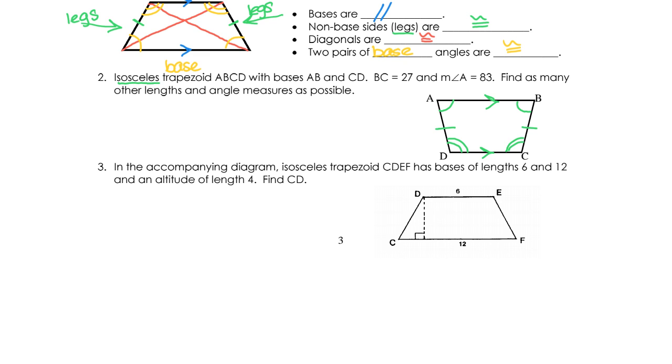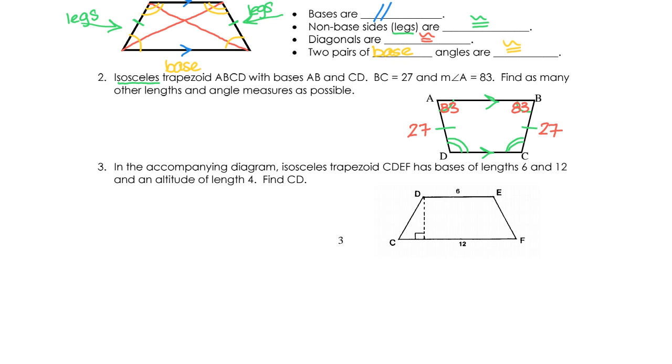And then they give us some numbers. They tell us that BC is 27 and that angle A is 83. They want you to find as many other lengths and angle measures as possible. So based on our markings, that 83 can be carried over here, so it has an equal pair of base angles on the base AB. We can take the 27 and put it over here so that the non-base sides, or the legs, are congruent.